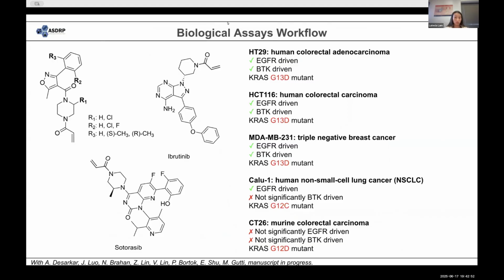So with our 12 analog library, we ran 5 different cell lines: HT29, HCT116, 231s, Cali1, and CT26. And as you can see here, 4 of them are EGFR driven, 3 of them are BTK driven, and all of the cell lines vary in the type of KRAS mutant.